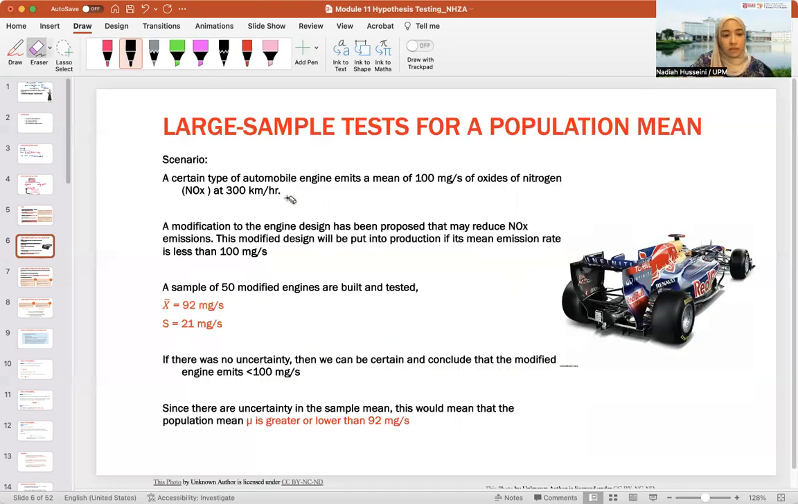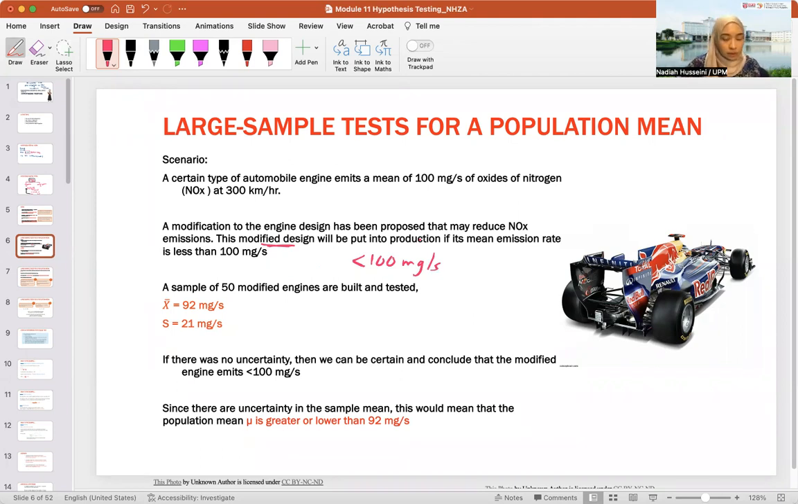Okay, so here we have a scenario. A certain type of automobile engine emits a mean of 100 milligram per second of oxides of nitrogen at 300 kilometer per hour. Basically, it's like an F1 automobile. A modification to the engine design was proposed by the company that may reduce the emission of the nitrogen oxide. This modified design will be put into production if we can prove that the mean emission rate is less than 100. So this is what they are looking for.